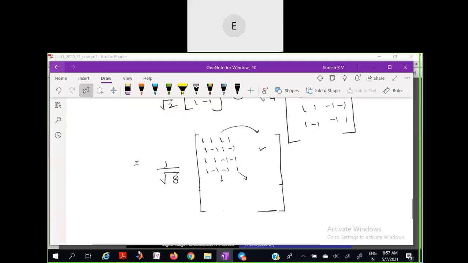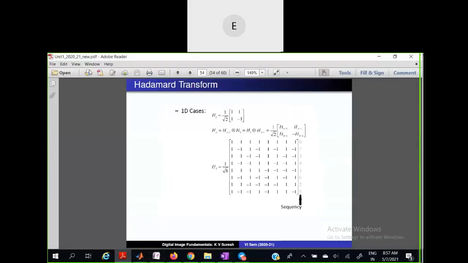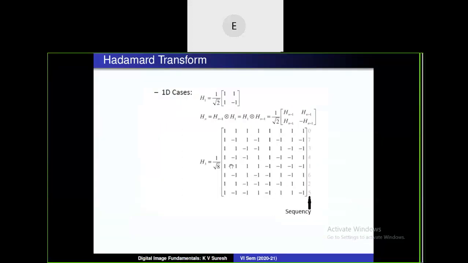I hope the steps are clear to you. So I'll show you the final answer here. This would be the matrix. What you should notice is, except this constant which can be taken out in the end, there is only multiplication with 1 and minus 1. Multiplying with 1 means you don't have to spend any computational time. Multiplying with minus 1 means you just negate the value. So there is actually no multiplication at all, only addition or subtraction. Thereby you can reduce the computation if you go for a Hadamard transform.